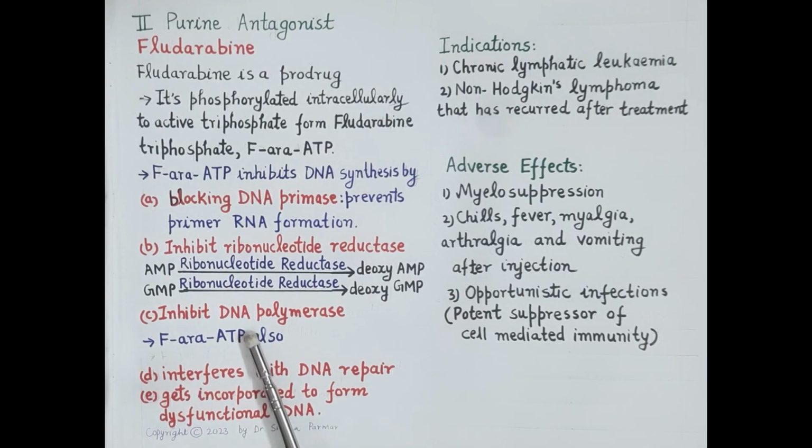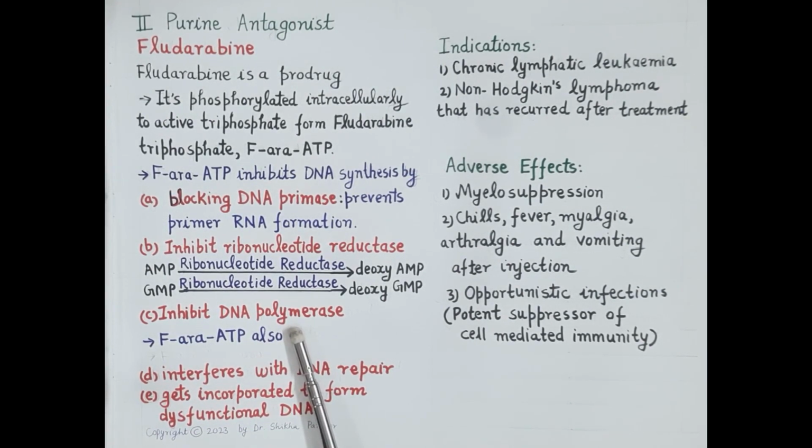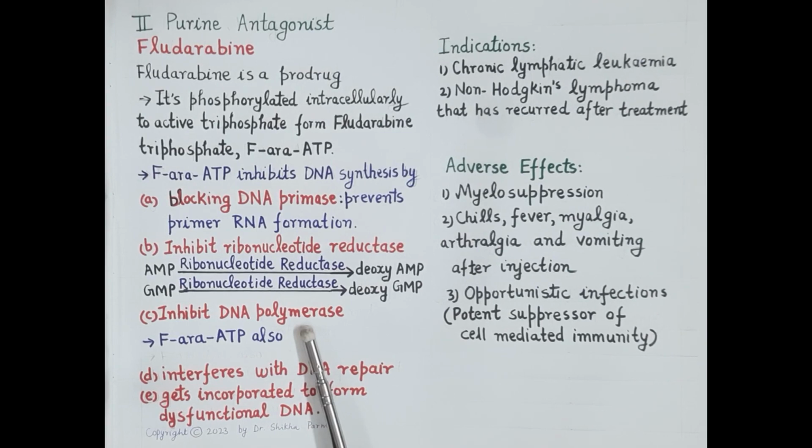Now, the first very important enzyme is DNA polymerase. As we have already studied, this DNA polymerase reads the parent DNA strand and adds the complementary nucleotides to the newly forming DNA strands. So, it is very essential for the replication of DNA.